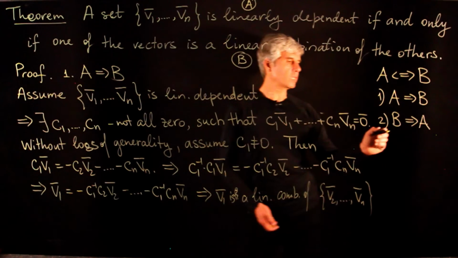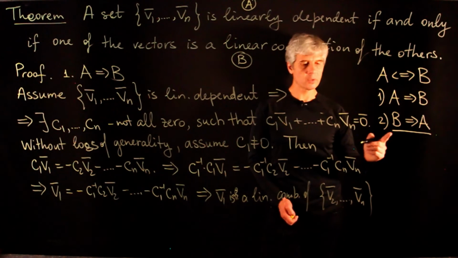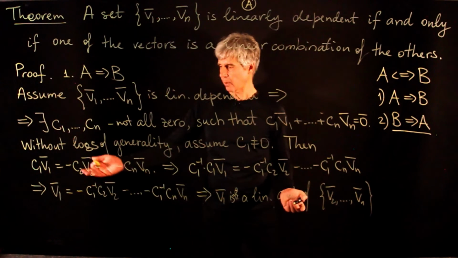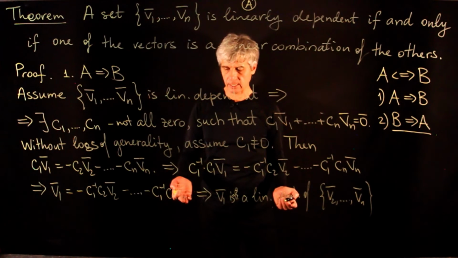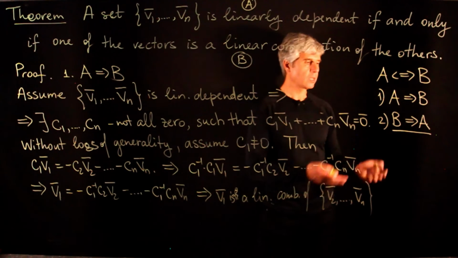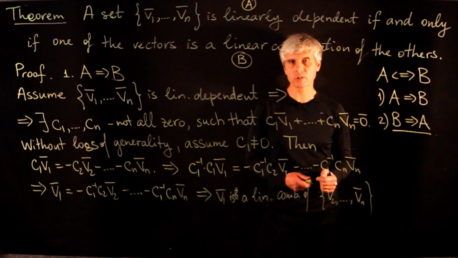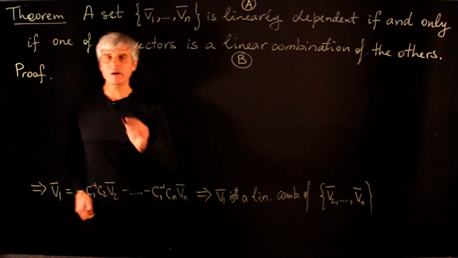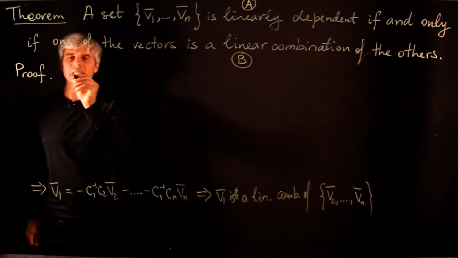Now we need to prove the converse, so that if one of the vectors is a linear combination of the others, then this set of vectors is linearly dependent. Now we are proving that B implies A.